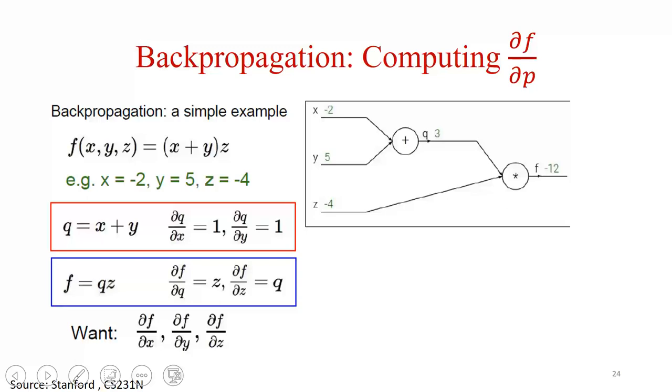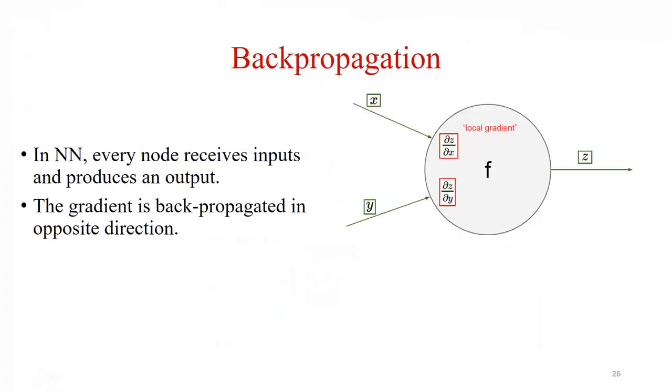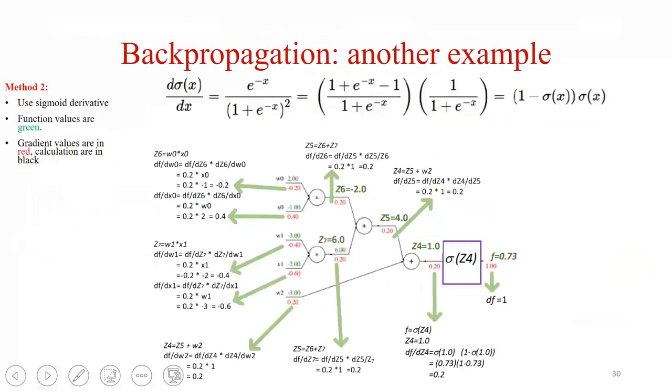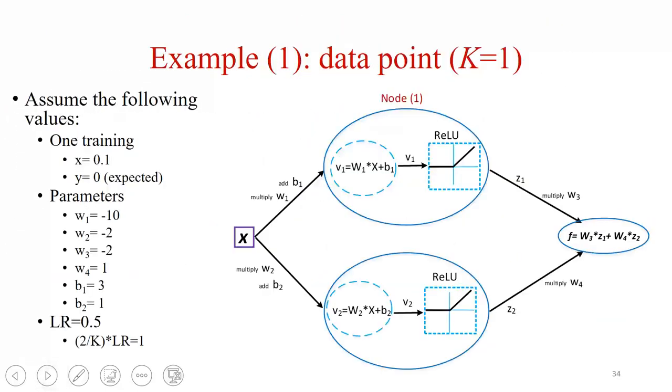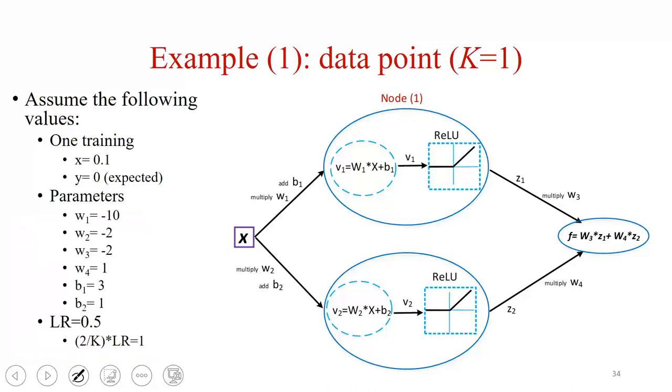Let's go forward to where we stopped. We said, let's just pick an example to illustrate the training process. Let's take, for instance, the yellow color here. In this case, we chose a network of one input and one output, and we have two nodes, node one and node two. We have four weights, W1, W2, W3, and W4, and two biases, B1 and B2.